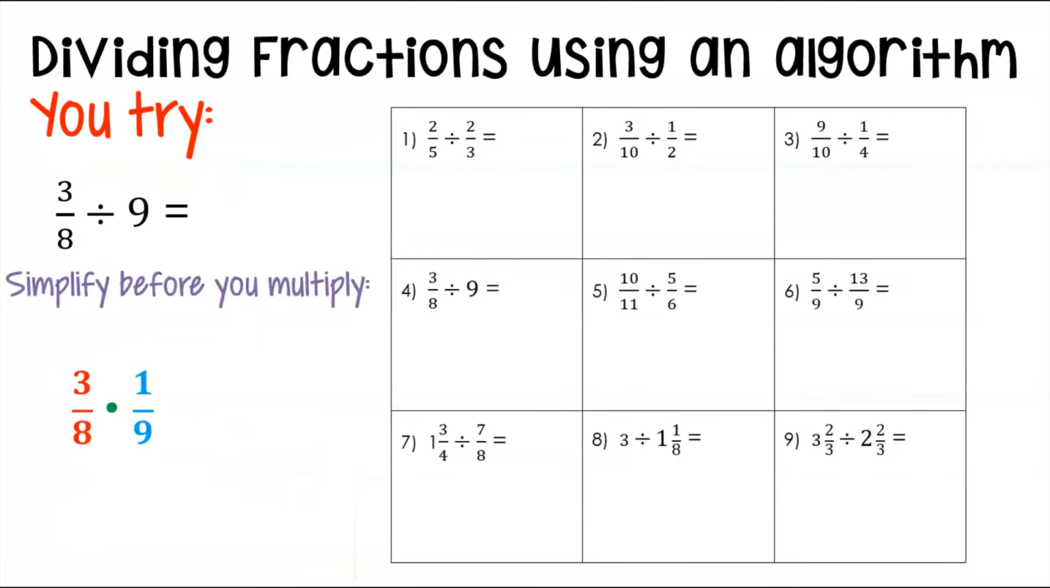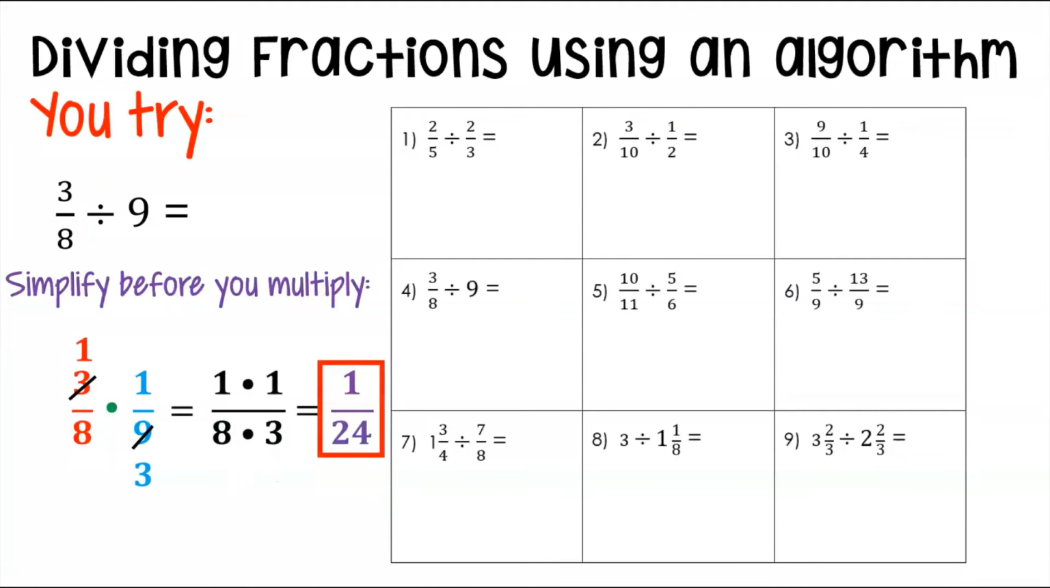Remember, you can simplify before you multiply. 3 and 9 share a common factor of 3. If we take 3 and divide by 3, we get 1. If we take 9 and divide by 3, we get 3. Then we can multiply across, and we will still get 1/24.